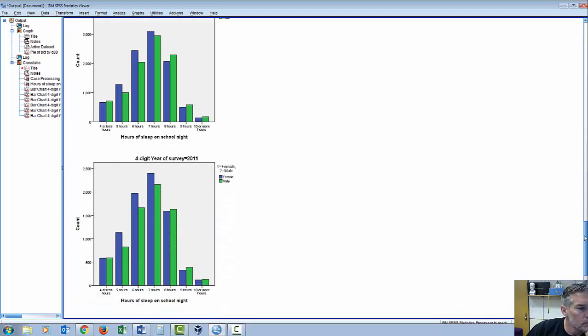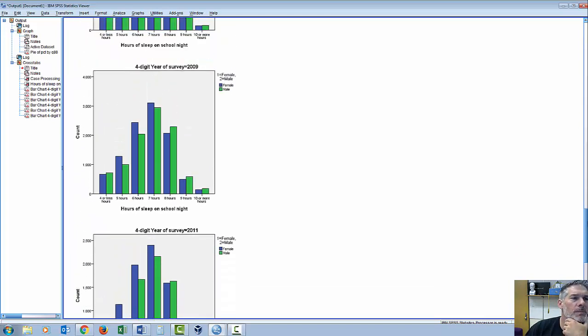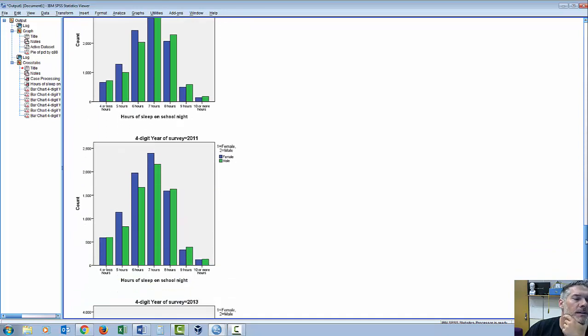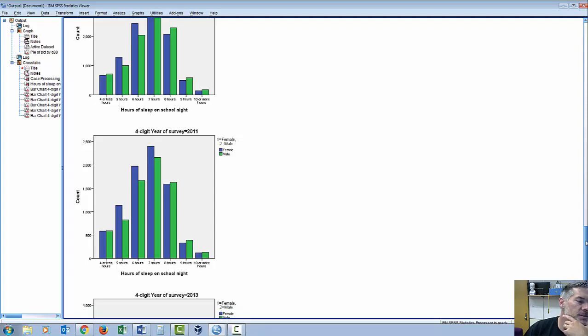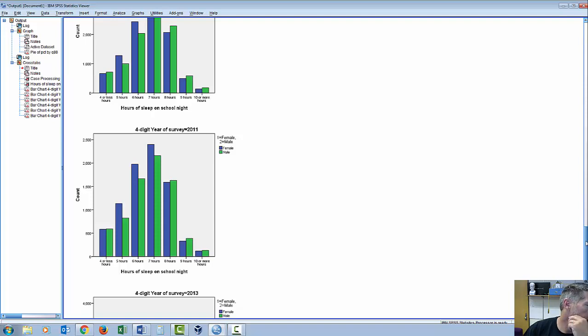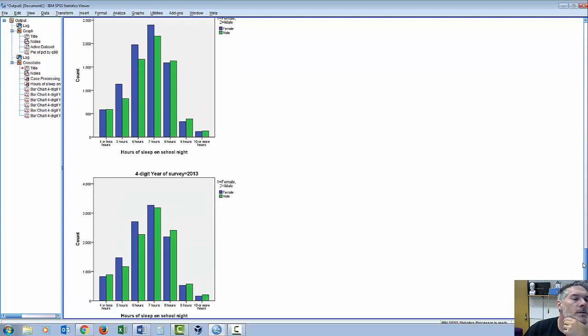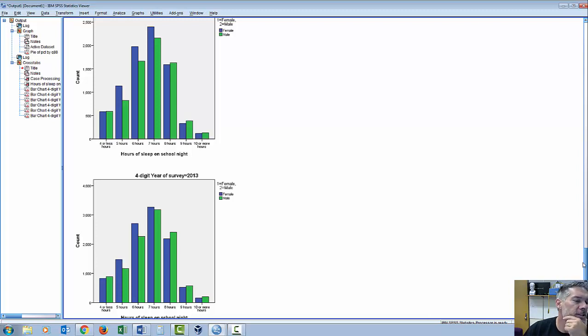I do see that in 2009. More women, definitely in 2009, getting less sleep, and men are definitely getting more sleep in 2009. And then in 2011, it's not quite as dramatic, but more women sleeping less is still consistent. And there's also a whole lot more people in the sample. As the years go on, the sample size gets dramatically bigger.